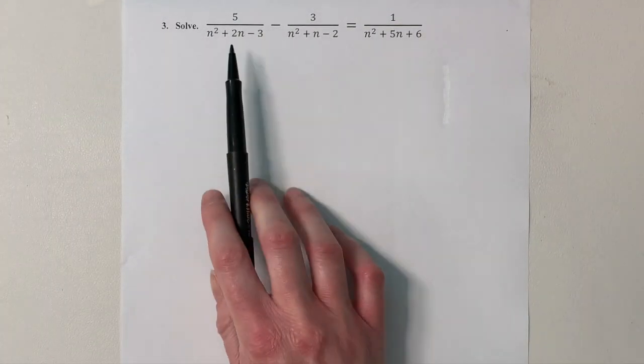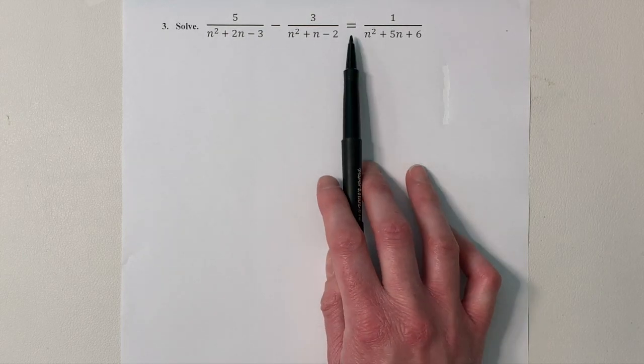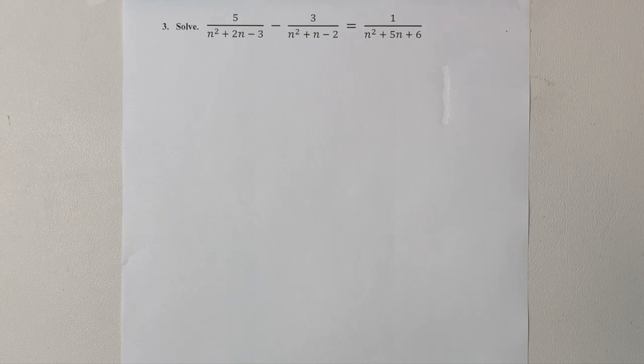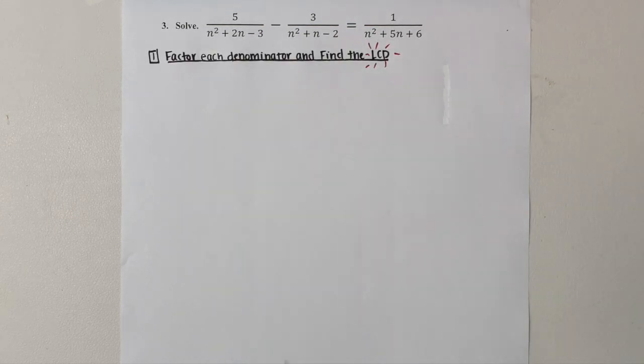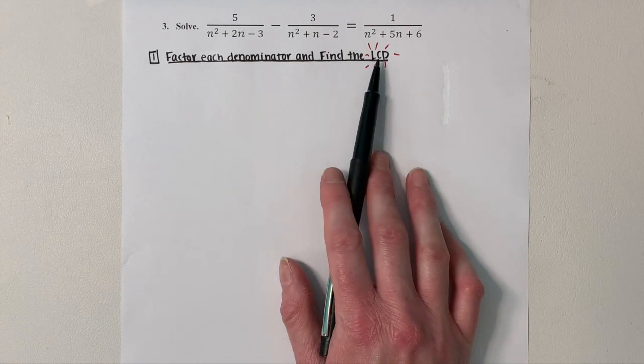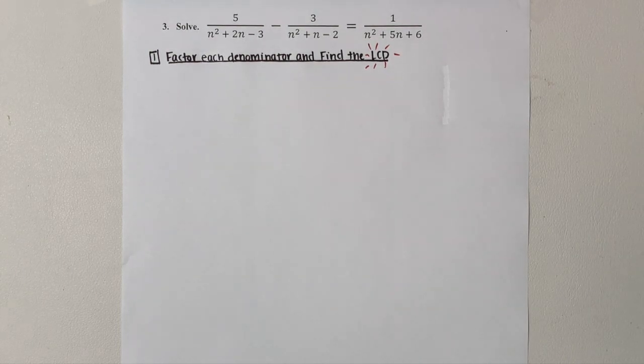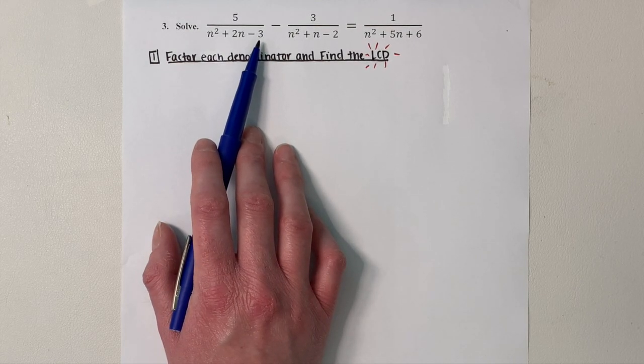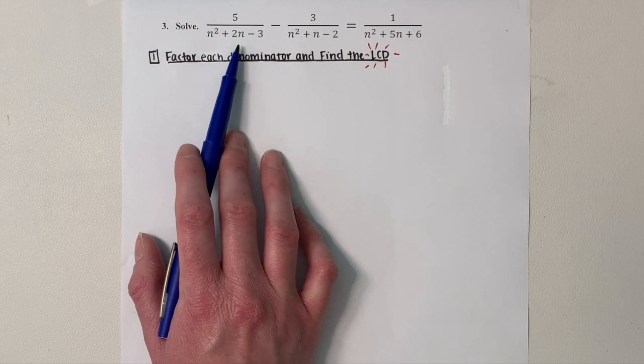Here we see that we have a rational equation. So whenever you're solving a rational equation, you can follow the steps on page 1 of this worksheet. Step 1, factor each denominator and find the LCD. So to start, we want to factor this first denominator. We learned how to factor in chapter 4, so I'm going to factor very quickly for this example, but if you need extra practice factoring, please review my chapter 4.5 video.